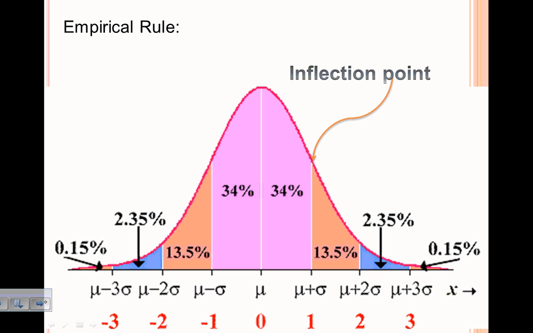So here you can just kind of see the breakdown. If you're within, this is 68%, this is 95%, right? 99.7%, and you can kind of just see the breakdown of where the data would fall. This is very good to know. An inflection point, it's where the graph goes from concave down to concave up, is always within 1 standard deviation. So that's where my inflection points are always going to be.